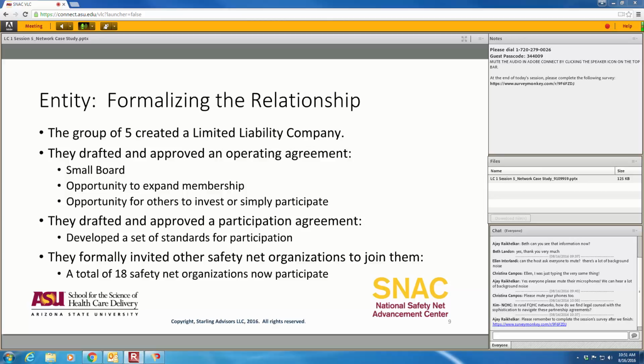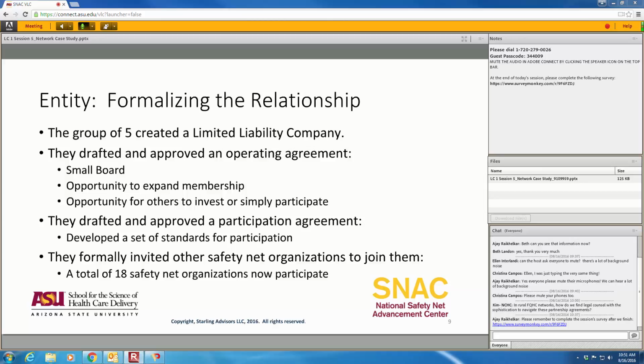They did in fact create a limited liability company. It had a small board and an opportunity to expand membership, so they were willing to take on additional partners as spelled out in their operating agreement. And they wanted to create 2 tracks. They wanted to create an opportunity for folks to invest in this new business, or simply participate in it. And those had different financial expectations and requirements.